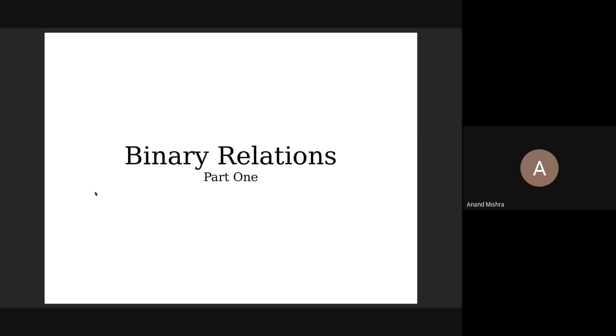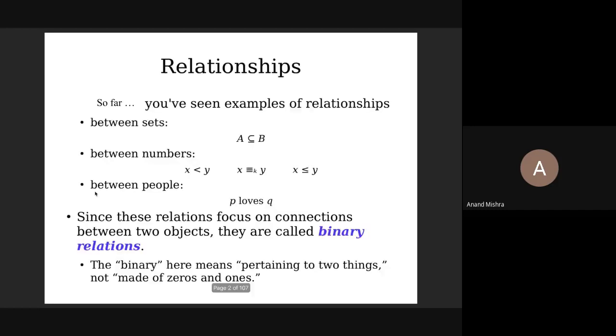So far in the course we have already seen different examples of relationships, right? For example, A is a subset of B, or X is less than Y, or Y is less than X, or X is less than or equal to Y. And what is this one? X minus Y is divisible by K, and you also read it as X is congruent to Y modulo K, right?